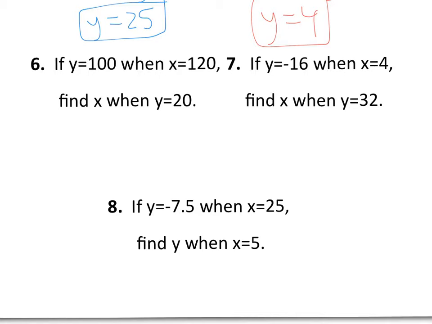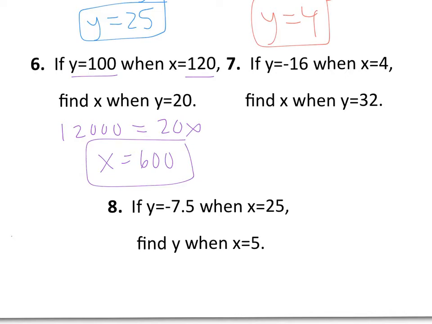Number 6, if y equals 100 when x equals 120, find x when y equals 20. So x times y here is 12,000. That equals 20x. Divide by 20, x equals 600.